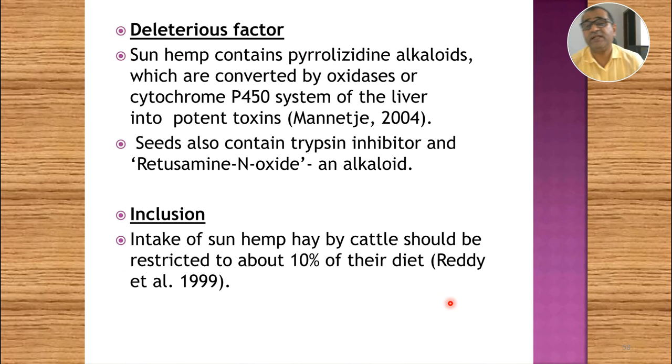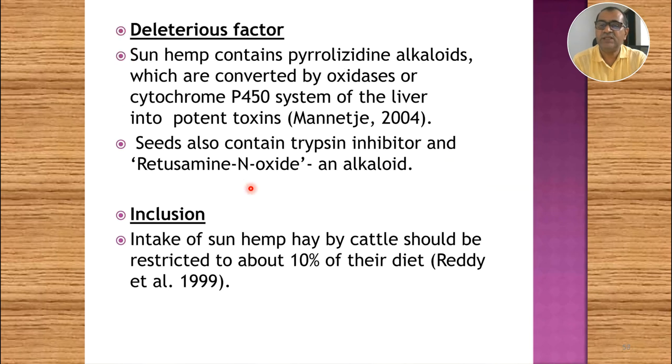But it has got a deleterious factor. It has got pyrrolizidine alkaloids. Then they are going to inhibit the cytochrome P450 system in the liver, giving the toxic effect. So sun hemp should be used very carefully, because it is also a trypsin inhibitor, and it is called the riddelliine N-oxide and alkaloid. So please remember this thing.